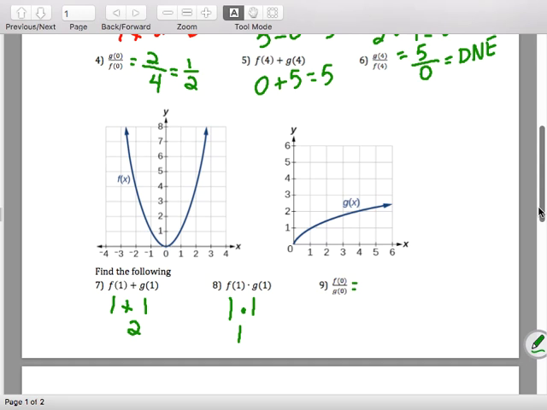F of 0 is 0. G of 0 is 0. You cannot divide by 0. It is considered to be undefined.